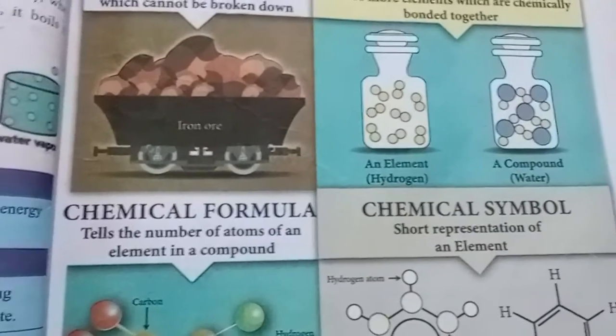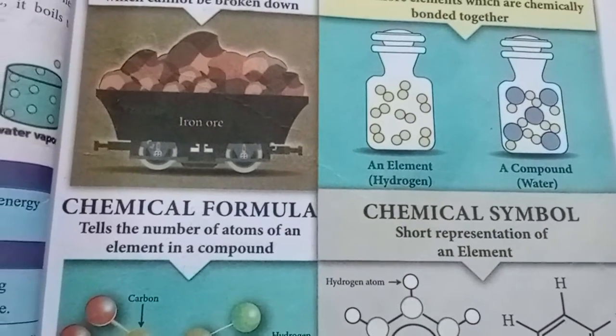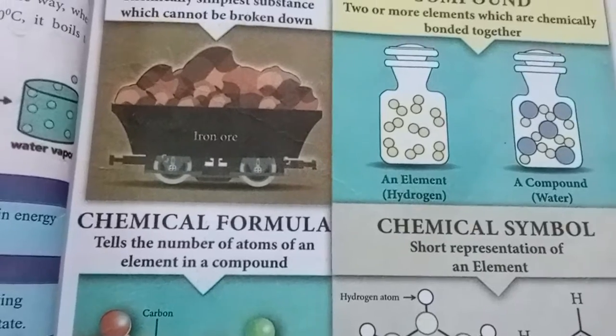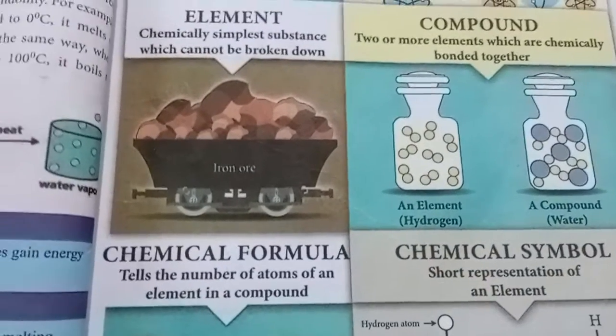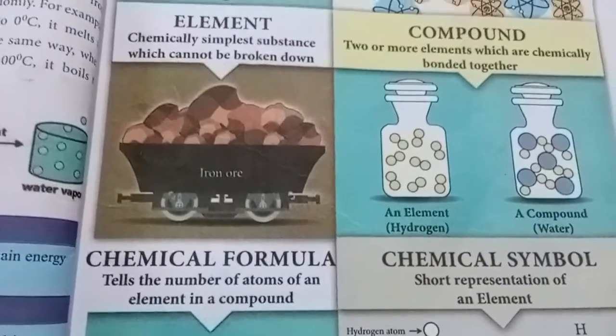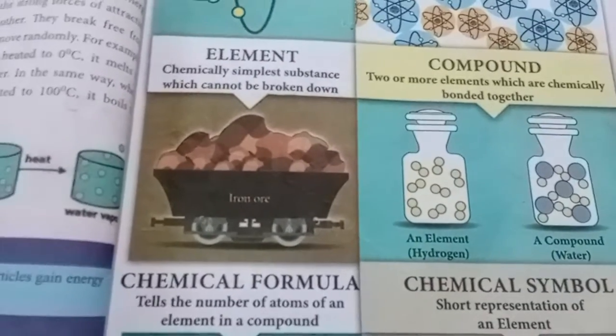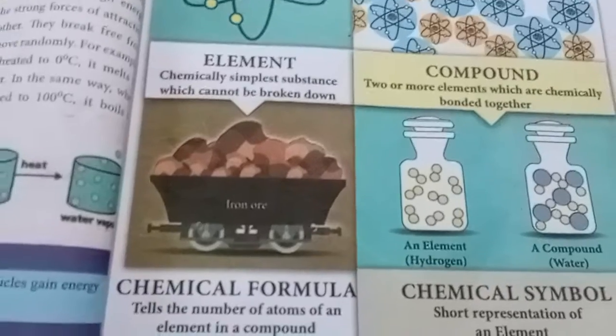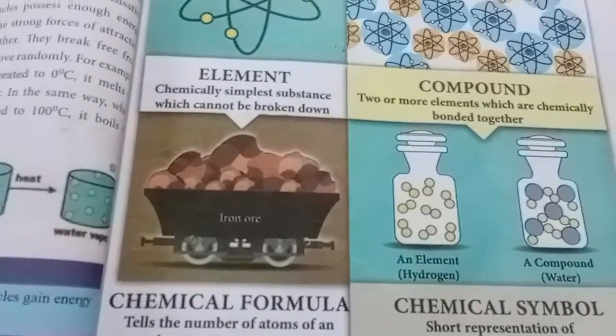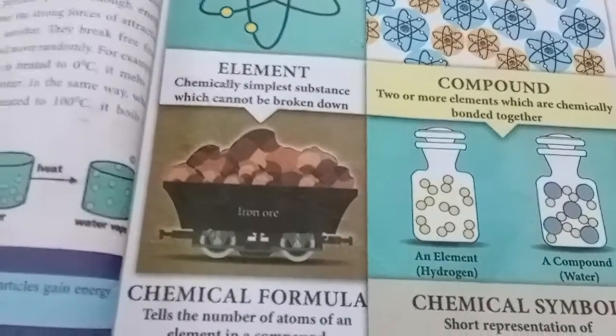And here they are giving the chemical symbol. It is the shortest representation of an element. For example, if it is sodium, the element symbol is Na, because Na stands for natrium. Natrium is a word derived from a Greek term. So in the Greek language, sodium is known as natrium. So they are giving Na.